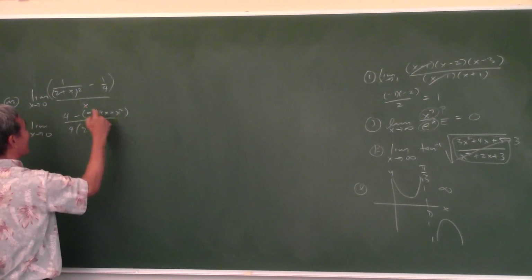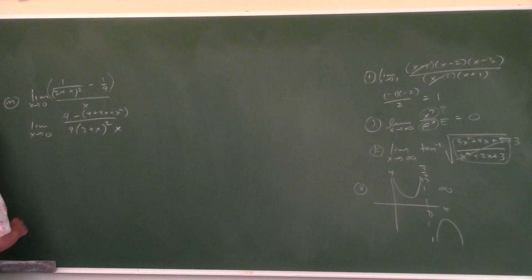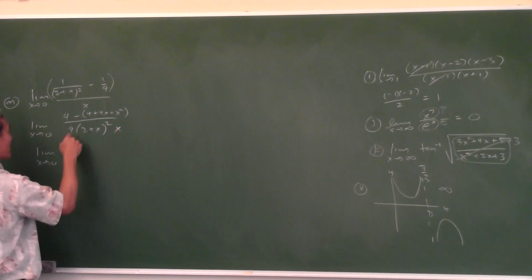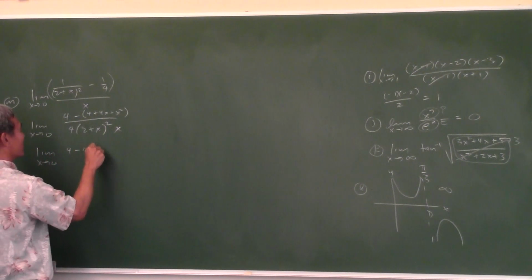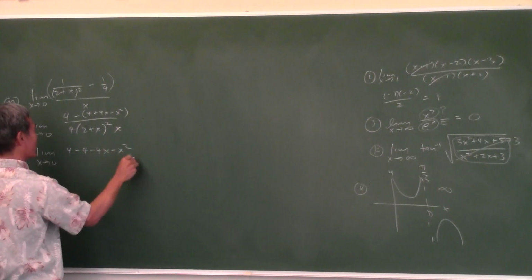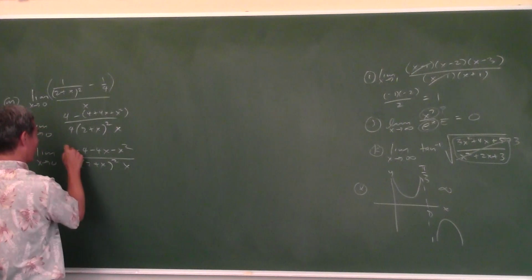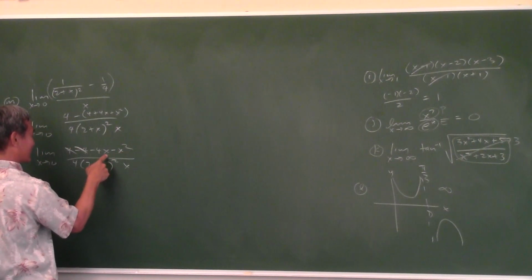And when you divide by x, the x goes down here. Now, what happens when you, here, let's just go one more step. What happens when you distribute this minus sign? You get minus 4 minus 4x minus x squared all over 4 times (2 plus x) squared times x. And then, can I factor out an x over there?